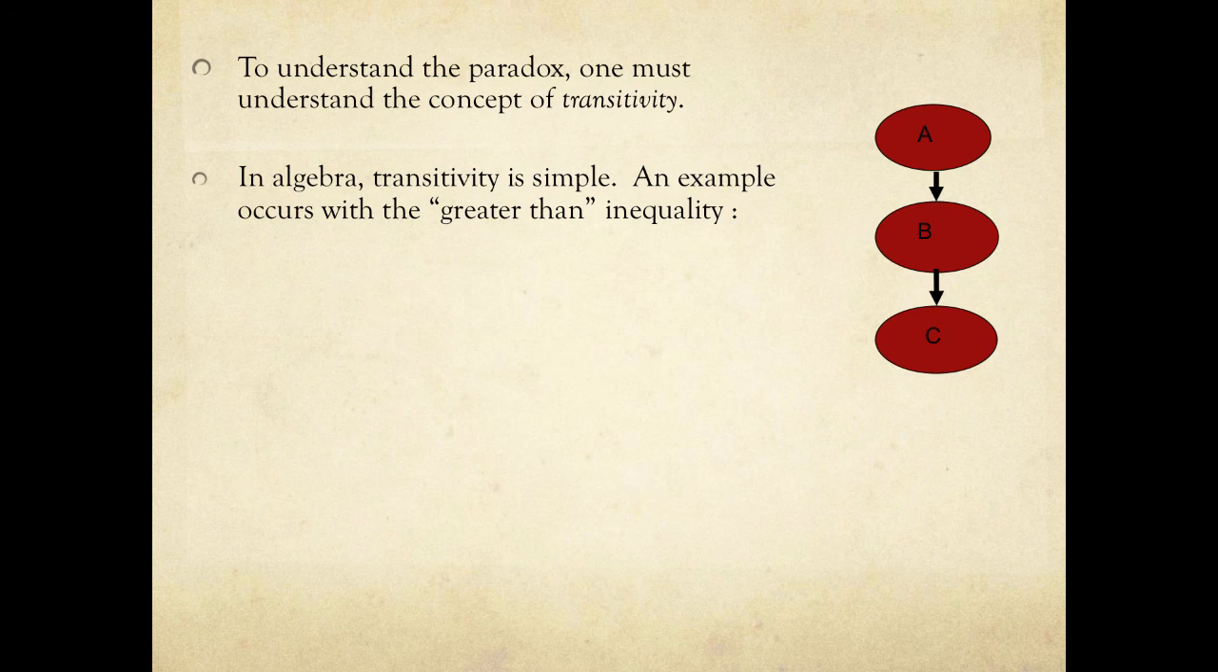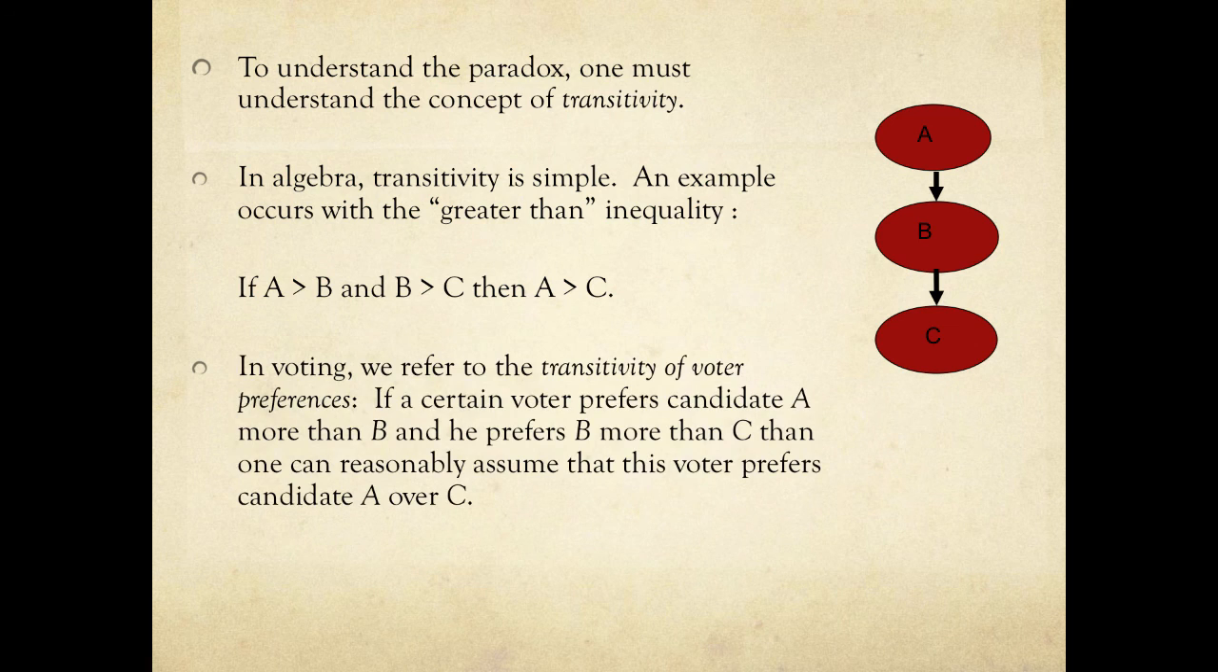In algebra, transitivity is a simple idea. An example occurs with the greater than inequality. If we say that A is greater than B and B is greater than C, then A is greater than C. And in voting, we refer to the transitivity of the voter preferences. If a certain voter prefers candidate A more than B and prefers B more than C, then one could reasonably assume that this particular voter would prefer A over C.